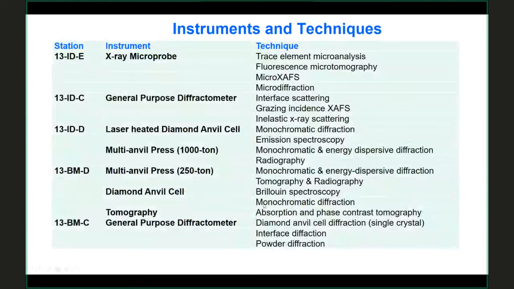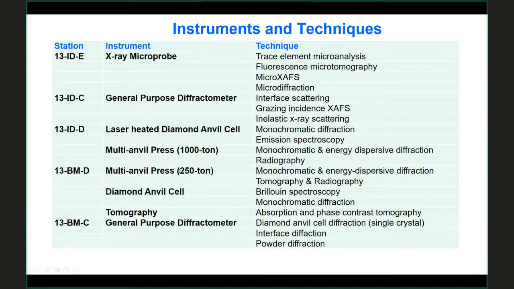And these are the techniques we run at GSECARS. So we've got an X-ray microprobe for doing trace elements and fluorescence and diffraction microtomography. A diffractometer that's used for surface scattering, other experiments as well, a laser heated diamond anvil cell and a 1,000-ton press that are used for doing diffraction experiments and spectroscopy and radiography experiments at high pressures.